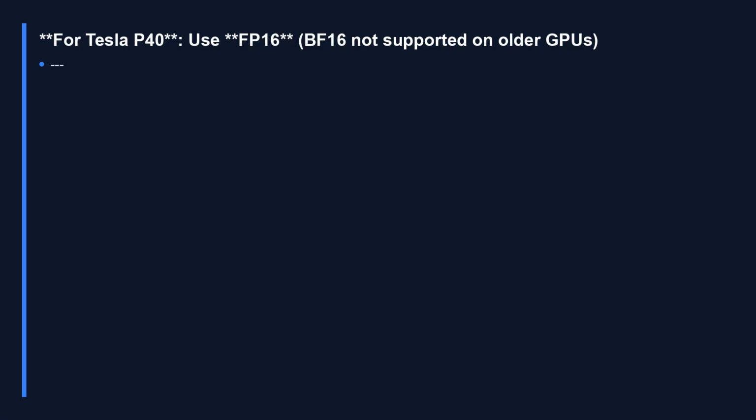The bottom line for your setup: use FP16. BF16 requires Ampere or newer, and the Tesla P40 predates that architecture. FP16 with proper loss scaling gives you the same memory and speed benefits. You just need to make sure loss scaling is active, which the Transformers trainer handles automatically.